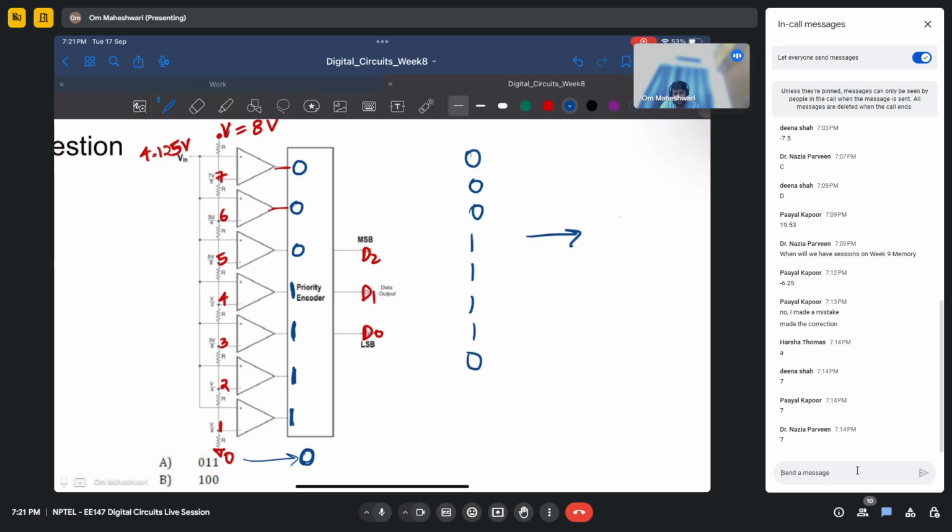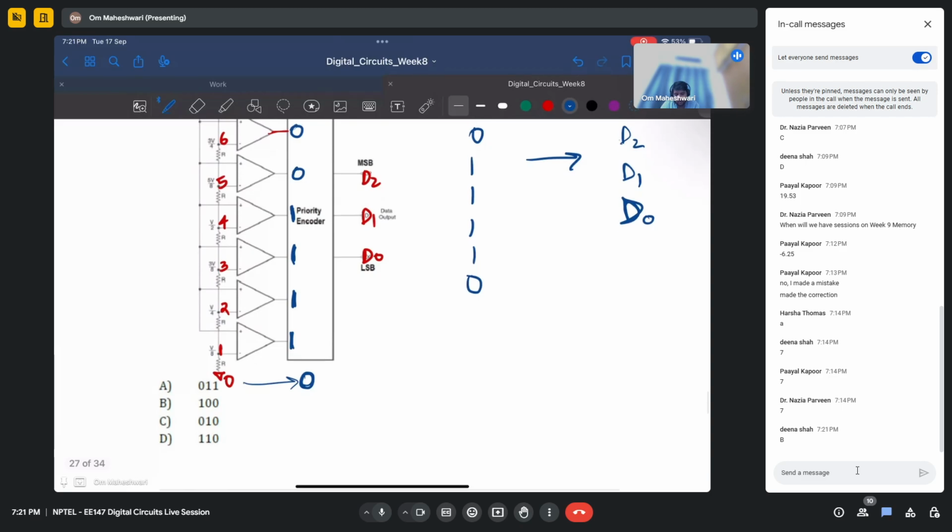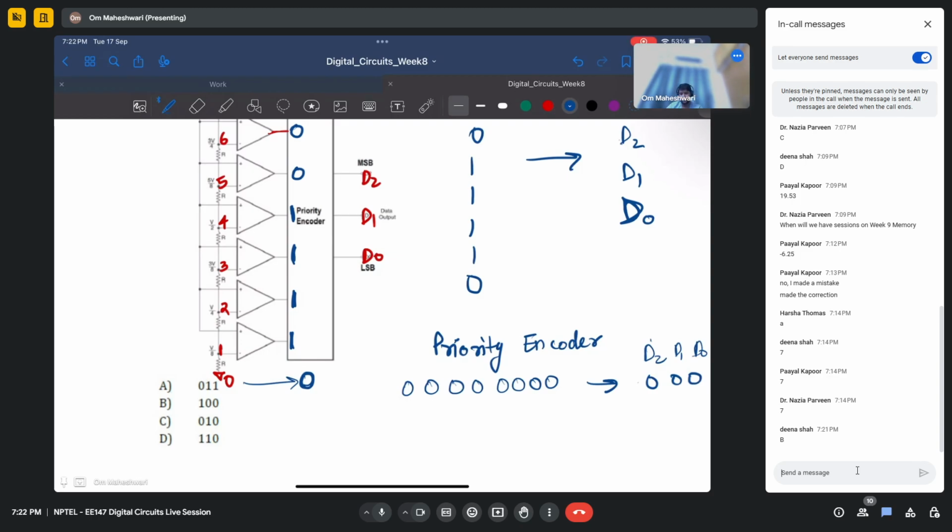You have to decode it. Now, the thing with priority encoder is how it works. So in a priority encoder, let's say you have this 8-bit sequence, then it corresponds to, let's say D2, D1, D0. It corresponds to 0, 0, 0, right? So this is 7, 6, 5, 4, 3, 2, 1, 0. Right? These are just bit numbers.